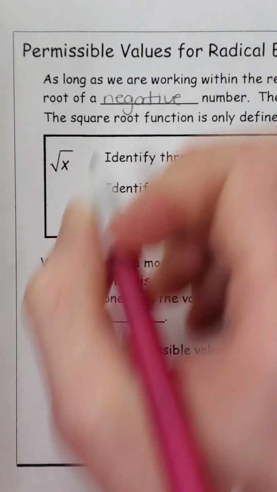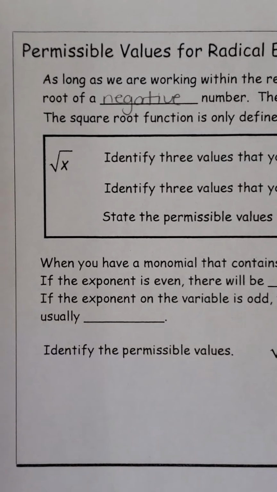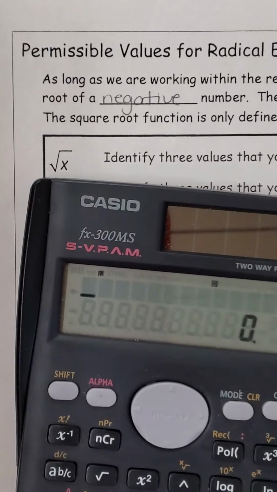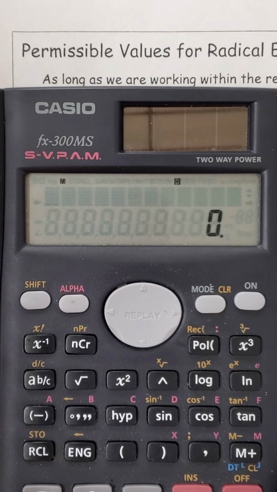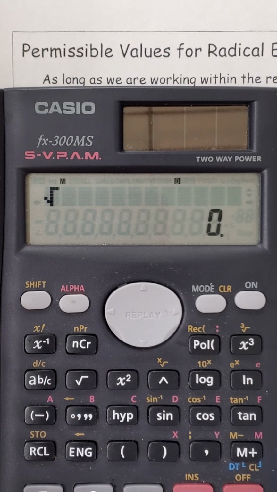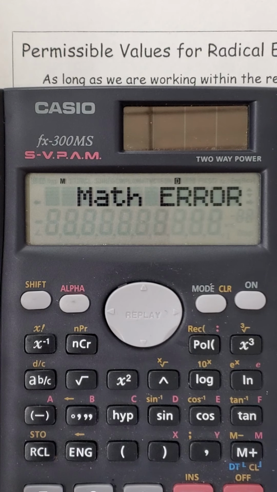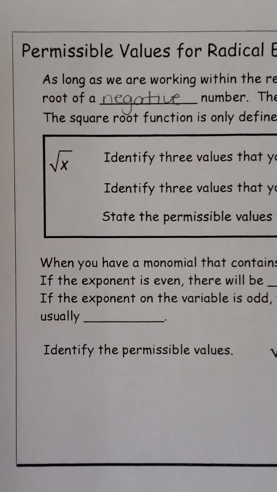You can try that on your calculator, but you will not be successful. So let's try square root of negative 64, and there's your math error, right? So we must be careful when we're dealing with equations, which we're coming up to. So we're just going to take a look at this.